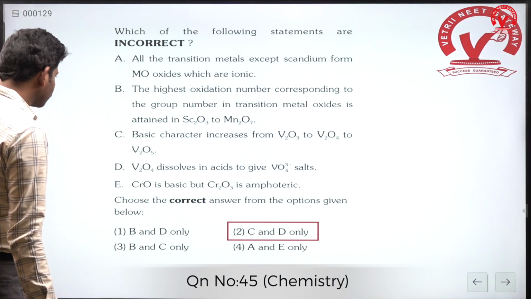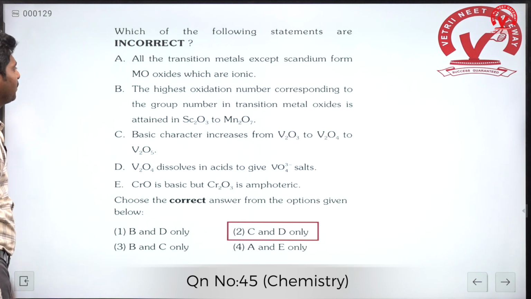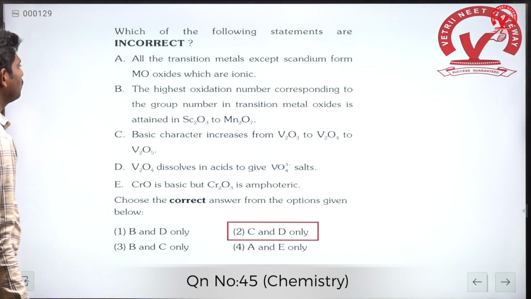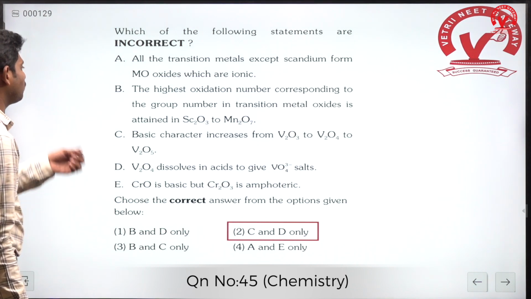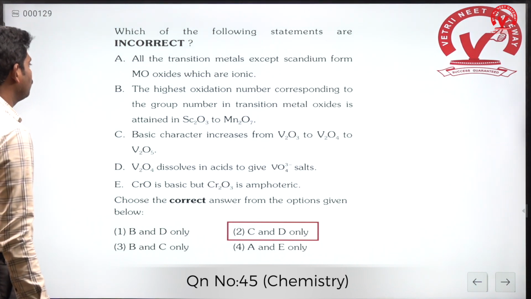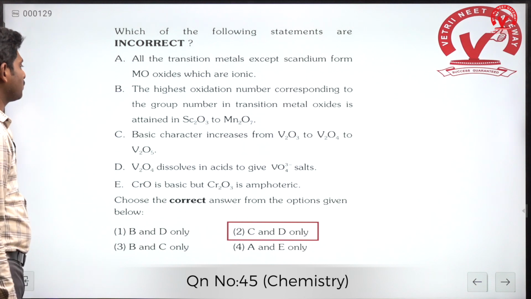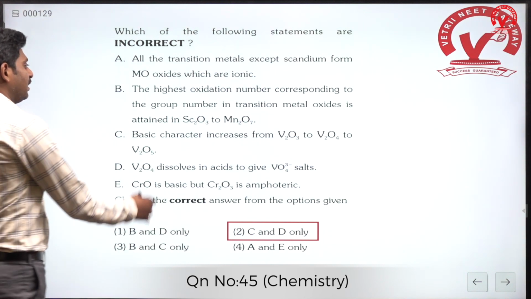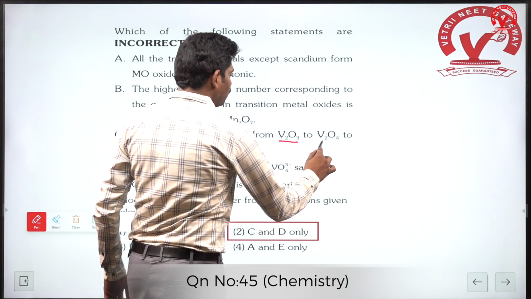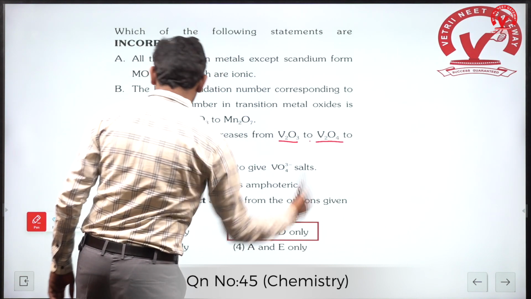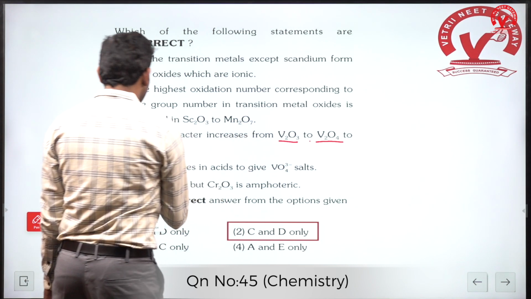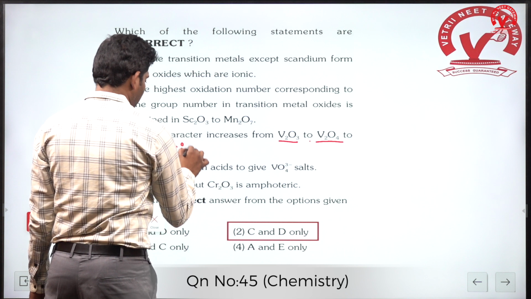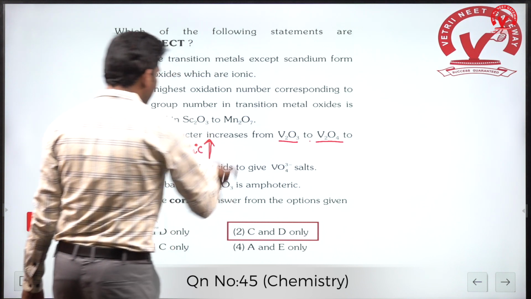This one: all the transition elements except scandium form metal oxides with their ionic. Yes, it is correct. And next, the highest oxidation state number corresponding to the group number in the transition metal oxides is, yes, also correct. And this one: V2O3, V2O4 and V2O5 are basic in character. No, if you go in this direction, the acidic character increases, not the basic character.